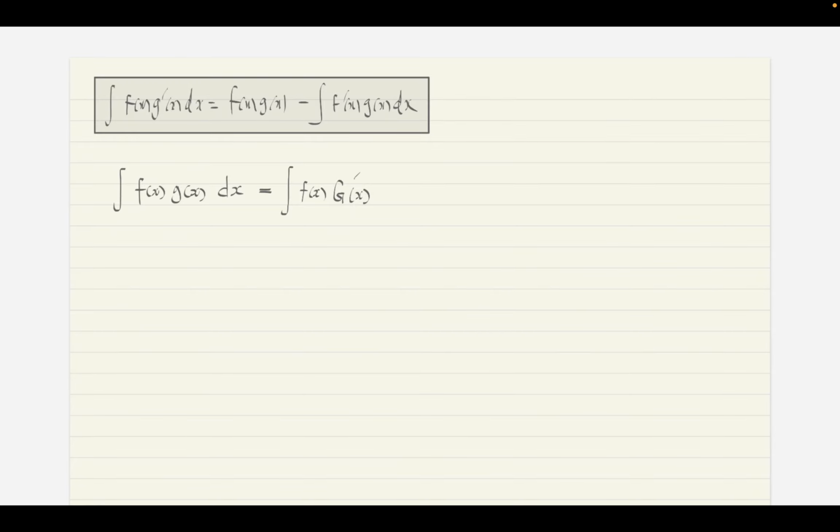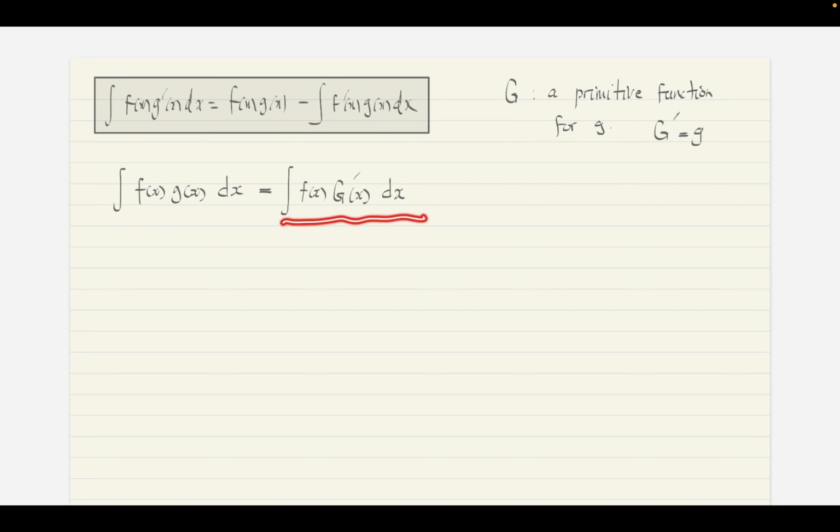So what is capital G? Capital G is a primitive function for g. Yes? And by definition, primitive function means a function whose derivative is equal to the original function. So even though when I start I do not have any prime, instead of g itself I can write the primitive function of g, which is usually denoted by the capital letter, and then prime. And then I have dx.